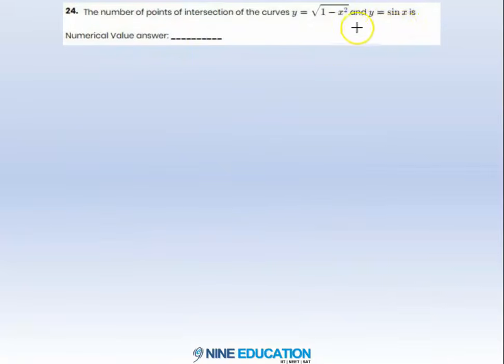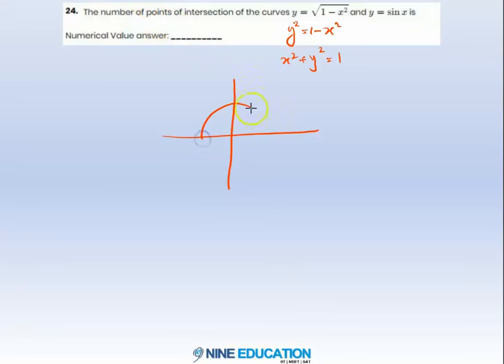With two curves we have to find the point of intersection. So if I square the first one, it is nothing but a circle with center 0, 0 and radius 1. Although I can observe that it is a circle, I should not be drawing the entire circle because y was equal to square root of 1 minus x square. Square root of anything in real number cases is going to be positive. So definitely the y coordinate has to be greater than or equal to 0. So only this first quadrant, second quadrant portion of the circle has to be taken.